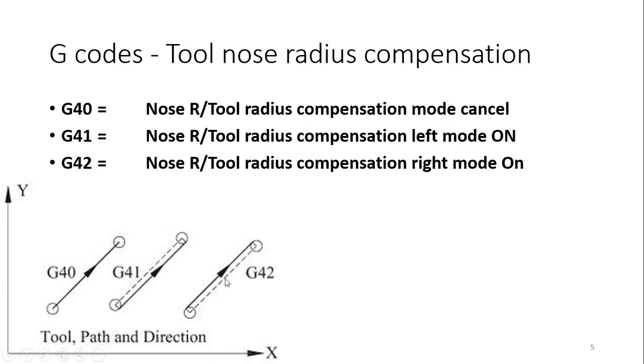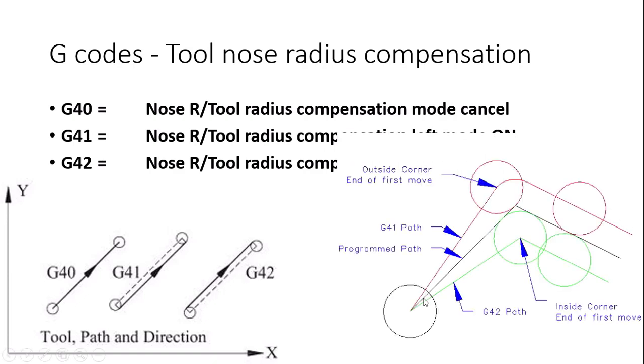For example, see in here, this is the actual path, this is the programmed path you are moving, the black in color, clear, and this red one is your outside, it's G41. Why? It is to the left, because your job movement is in this direction, your tool movement is in this direction. So if you are moving to the left of the job, correct, then it's your G41. If you are moving to the right of the job, that will be called G42, or tool nose radius compensation to the right. Clear?